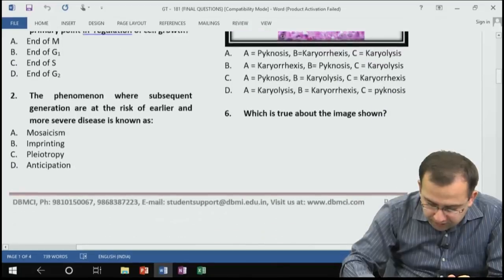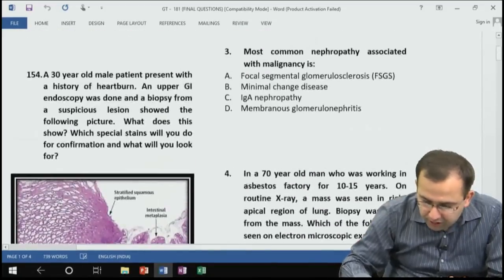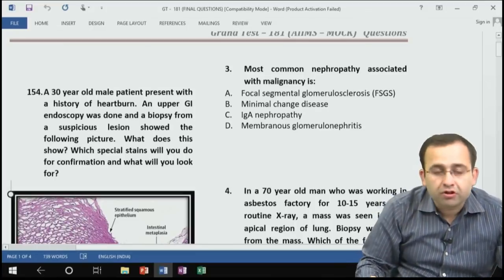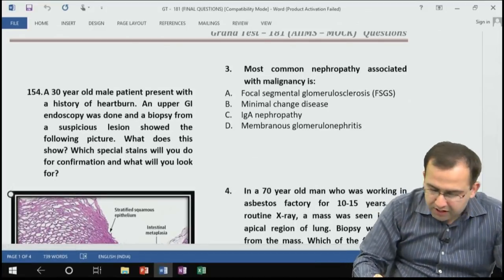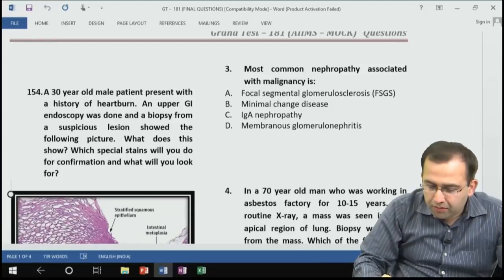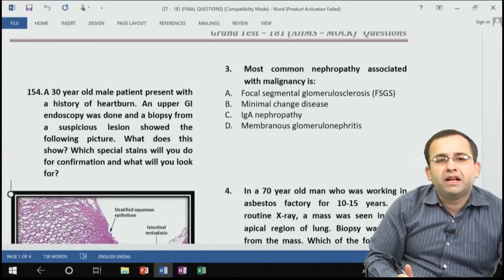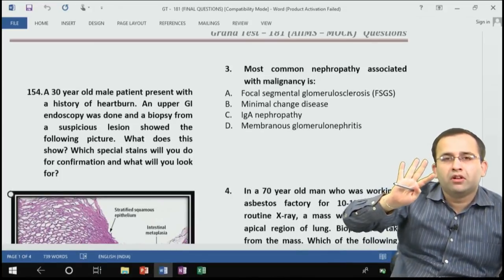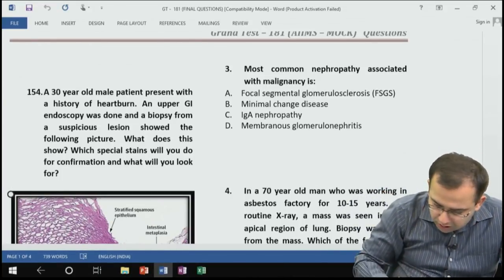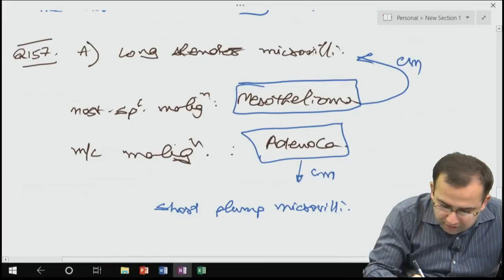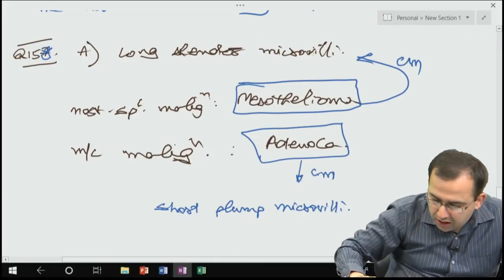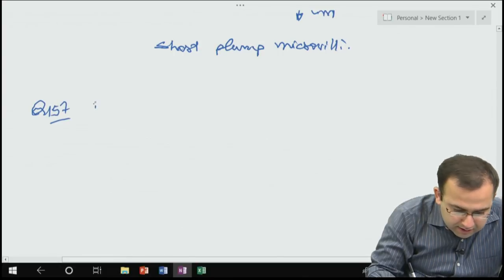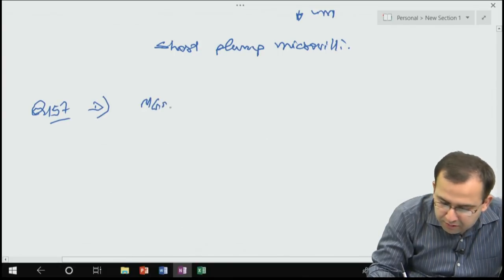Next. Before I go further, unfortunately I missed one question, that is question 157; this was 158. The most common nephropathy associated with malignancy is MGN, membranous glomerulonephritis, that is option 4. The answer to question 158 is D, that is MGN.